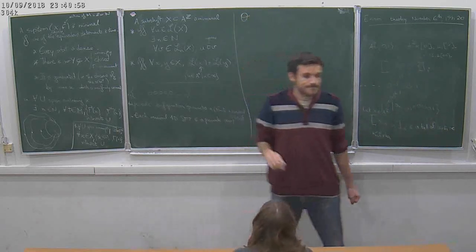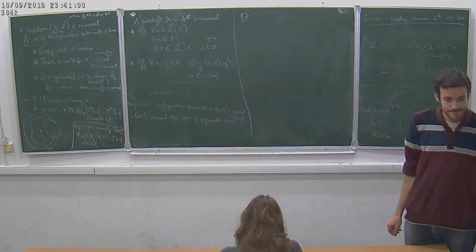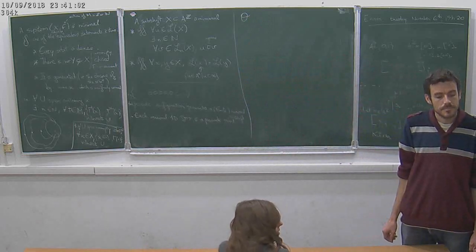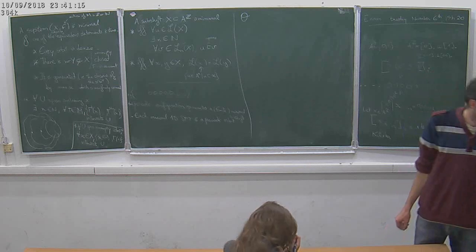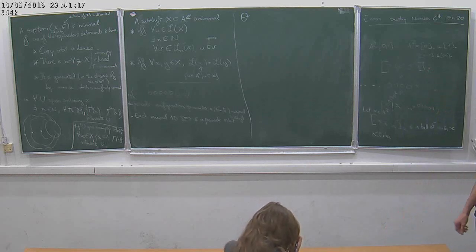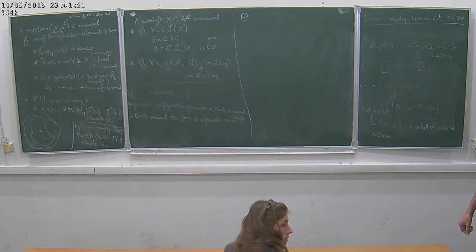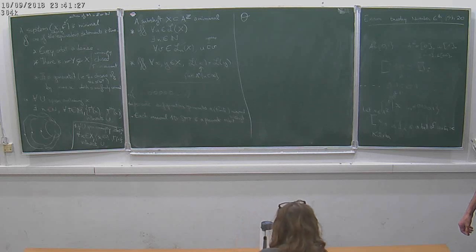If I'm not mistaken, I remember another definition of a minimal system: for every two open sets, there exists a natural number n such that for any bigger number, the corresponding image, or pre-image, of one open set always intersects the other open set.